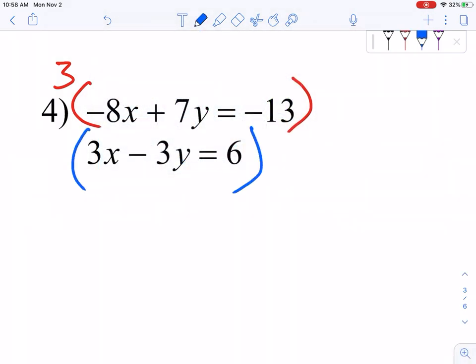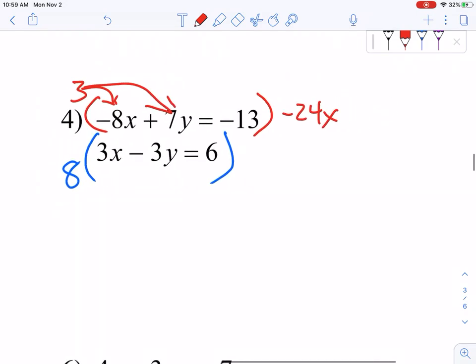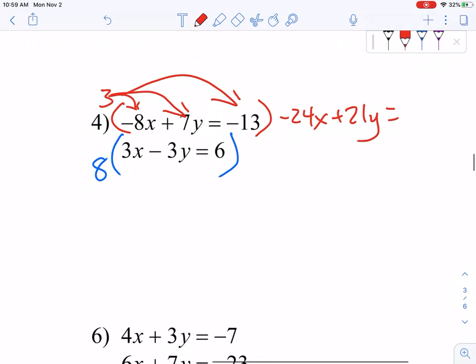For this one, I'm going to take an 8 and multiply it to the bottom. So when I do 3 times negative 8, I get negative 24x. 3 times 7y will give me positive 21y. And 3 times negative 13 will give me negative 39.